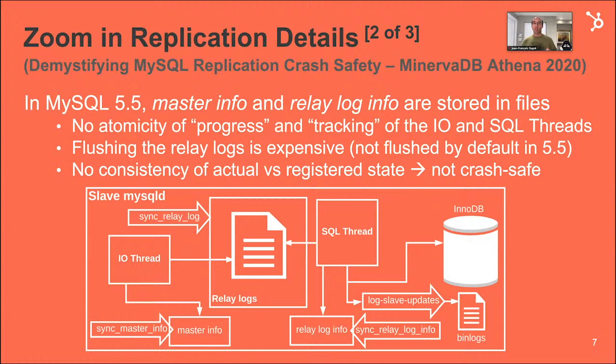The IO thread writes something and the SQL thread writes something, in general to the Linux operating system in memory. When we ask the operating system to put this to disk, so that it stays on disk after a crash, if we sync every time it reads a transaction, it's quite slow. So after a crash, the relay log and master info may not match what they were before the crash. That's why MySQL is not crash safe in 5.5.